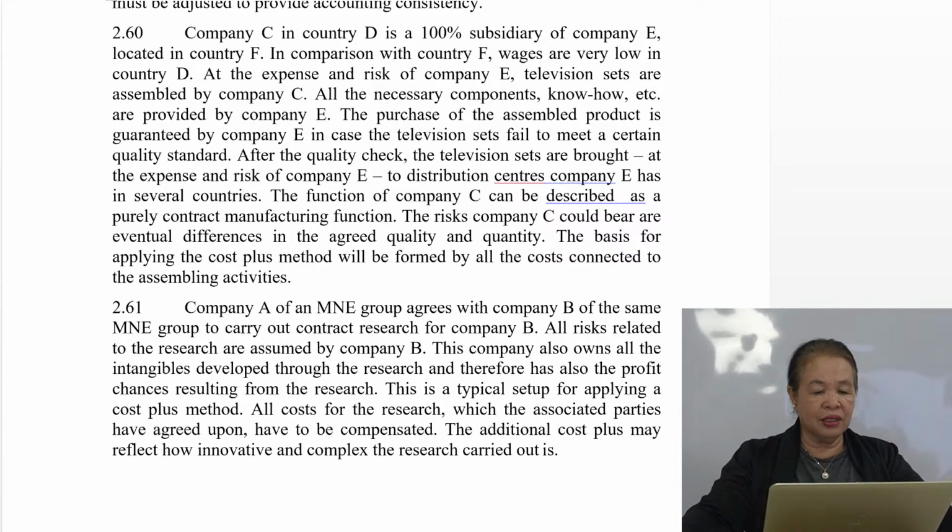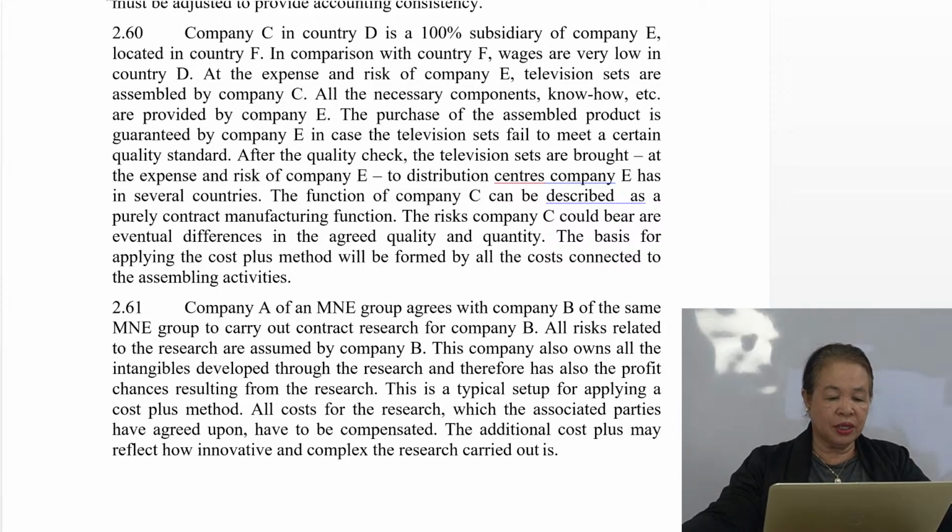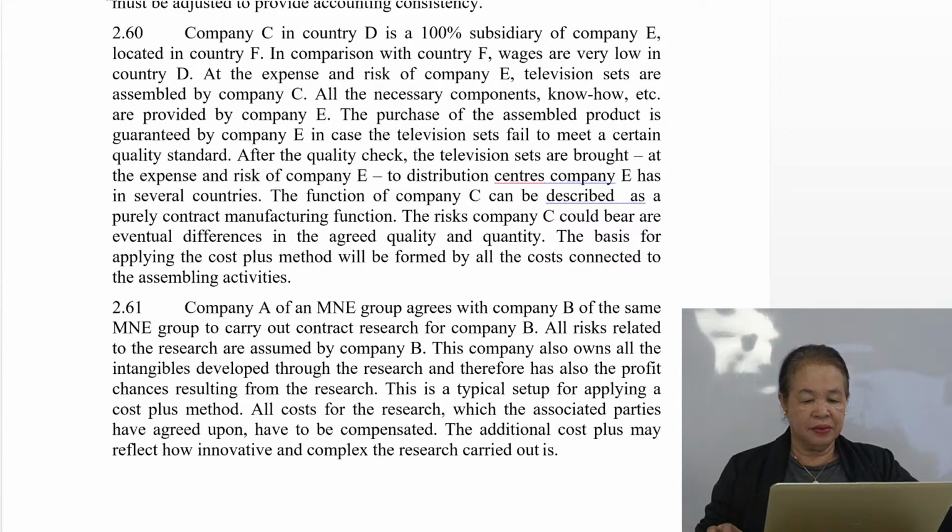So after the quality check, the television sets are bought at the expense and risk of Company E. No distribution centers, Company E has in several countries. So the function of Company C can be described as purely contract manufacturing in the agreed quality and quantity. So the basis for applying the cost plus method will be formed by all the costs connected to the assembling activities. No? So yun yung risk ng Company C.